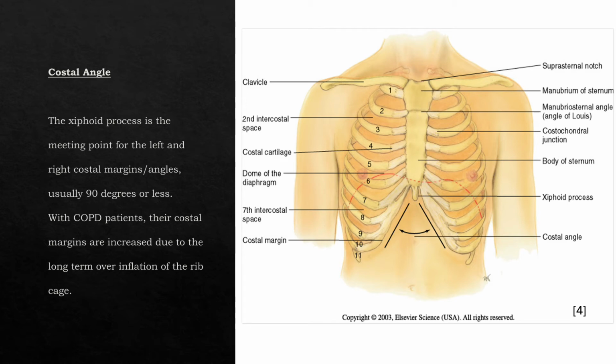Costal angle. This begins at the xiphoid process, and it's the meeting point of the left and right costal margins. And usually it's going to be 90 degrees or less. This is important to know because you may note that in your COPD patients, their costal angle is going to be increased because of the chronic overinflation of their lungs and the rib cage.